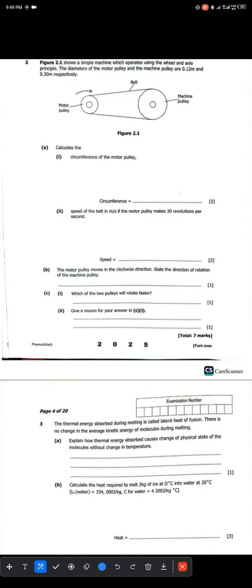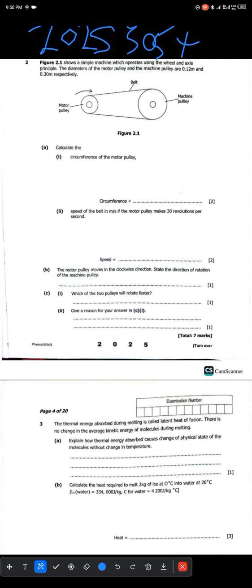We are going to answer this paper for 2025, pure physics, 5054. That's the subject code, 5054 for pure physics, question 2, which is under simple machines.